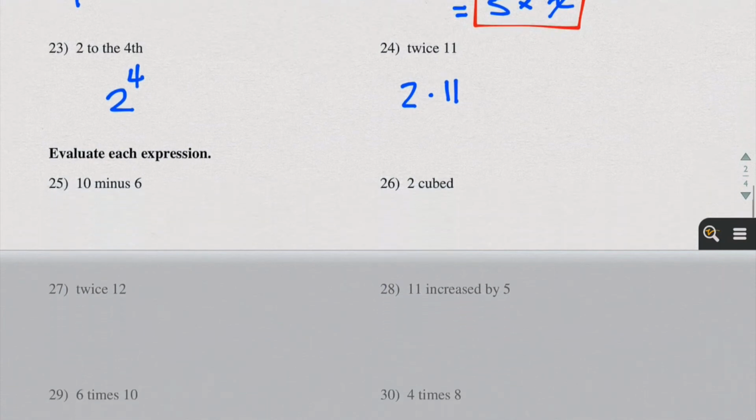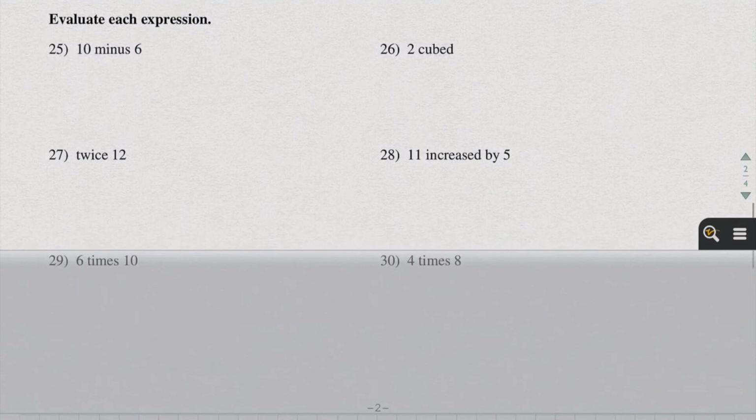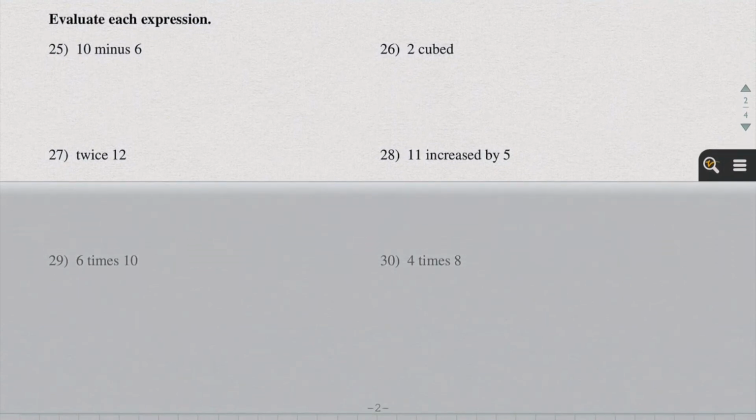Okay, number 25. Evaluate each expression. So now they want you to actually solve these out and get a numerical value if possible. This one is saying 10 minus 6. So let's write that as we would read it. 10 minus 6 equals 4.